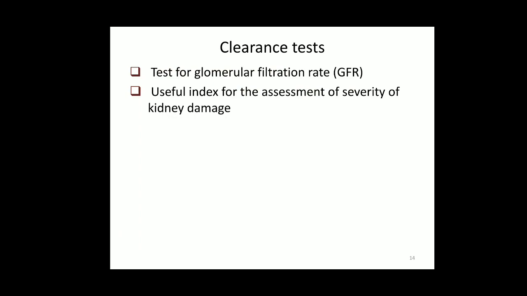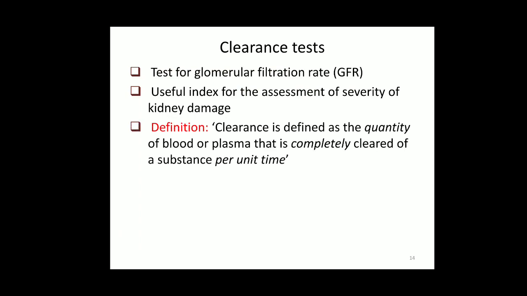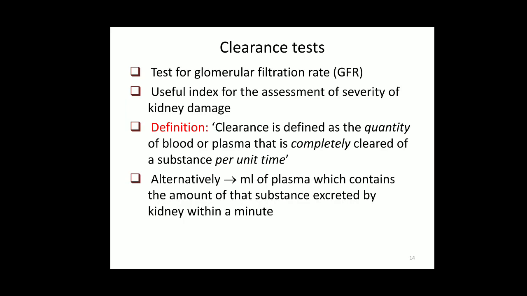Then I told you about the clearance test. This is to assess the glomerular filtration rate. It is a useful index to assess the severity of kidney damage. Here, clearance means what? Clearance is defined as the quantity of blood or plasma that is completely cleared of a particular substance per unit time. That is the definition of clearance. Or you can call it the ml of plasma which contains the amount of that substance excreted by the kidney within a minute. So for the GFR clearance test, usually it is given in ml per minute. How many ml are cleared per minute?